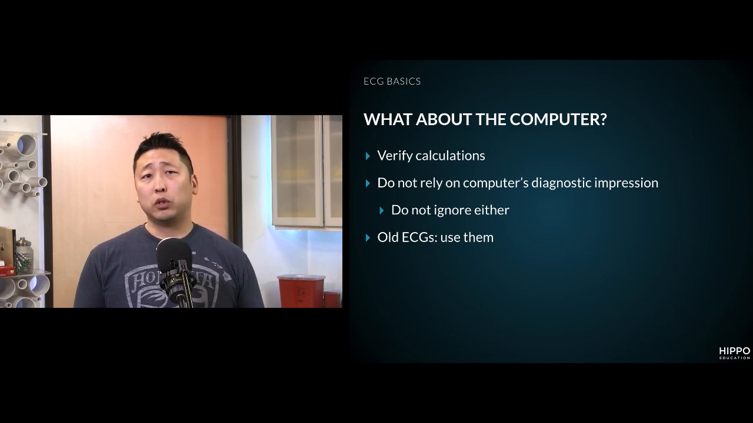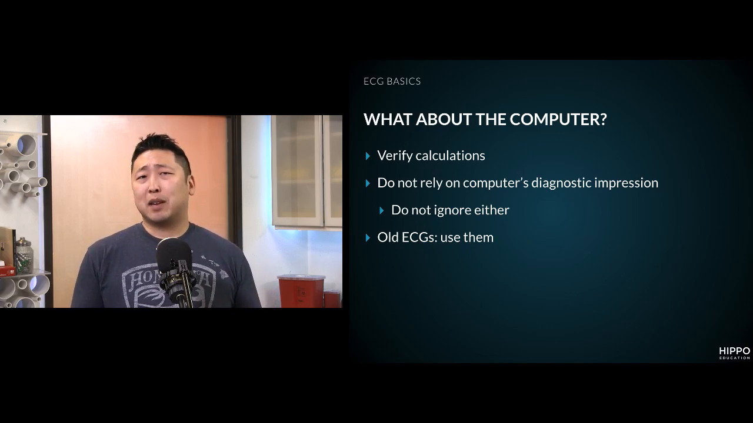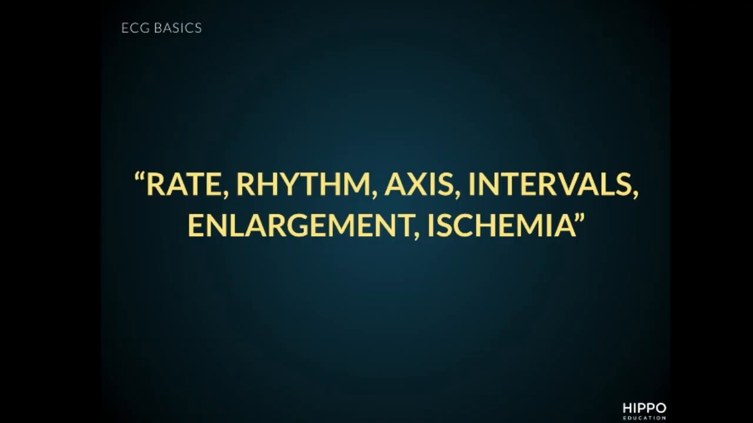If you have access to old ECGs for your patients, and sometimes you don't, oftentimes you don't, but if you do, definitely want to use them because that abnormality you see on the ECG may have existed for a long time for that patient and nothing has actually changed. Now, the way that I systematically approach ECGs is this mantra: rate, rhythm, axis, intervals, enlargement, and ischemia. I've done this over and over again to the point where it just becomes second nature to me, but this is a good place to start to systematically approach how to interpret ECGs.